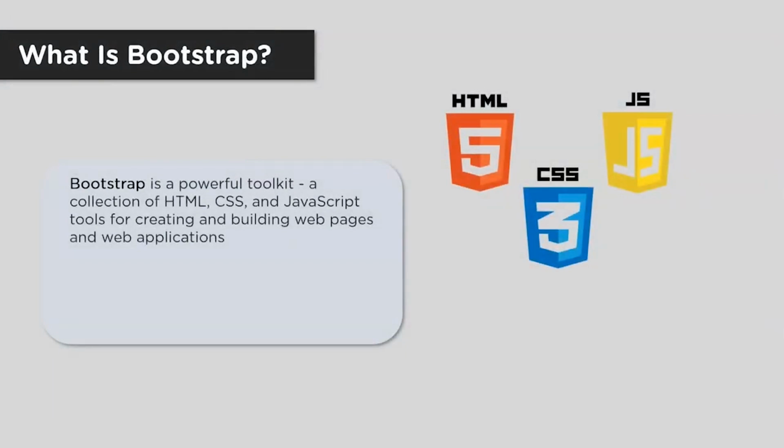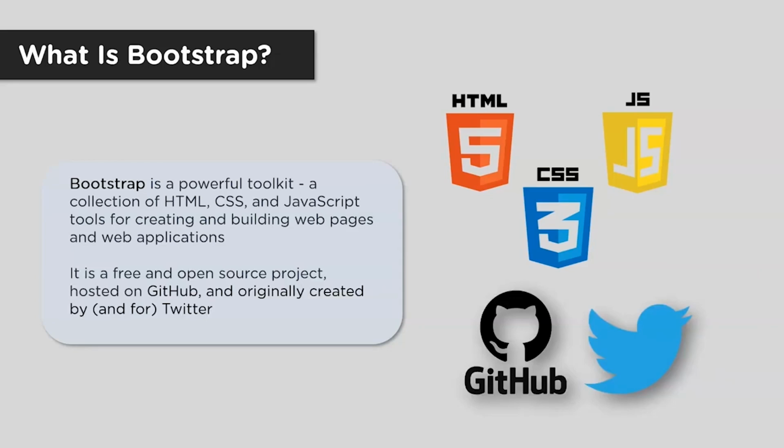Bootstrap is a powerful toolkit, basically a collection of HTML, CSS, and JavaScript tools for creating and building responsive web applications and pages. It is a free and open source project based on GitHub and originally created by Twitter. To put it more easily, Bootstrap is a giant collection of handy, reusable bits of code written in HTML, CSS, and JavaScript. It's also a front-end development framework that enables developers and beginners to design quick and responsive websites.